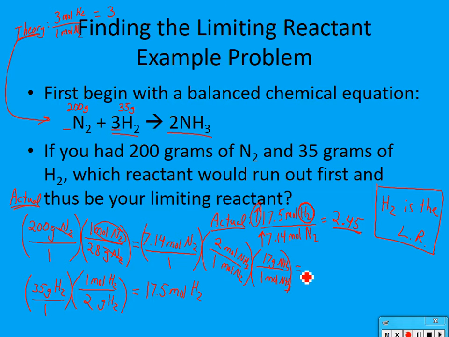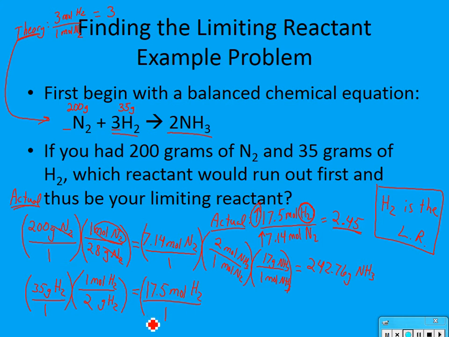So let's figure out how much ammonia you could make. So 7.14 times 2 times 17. You'd make 242.76 grams of ammonia if you started with 200 grams of nitrogen. Now let's see how much we could make with the 35 grams of hydrogen.